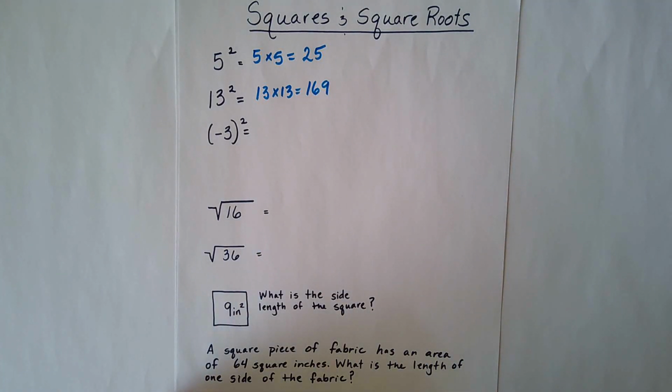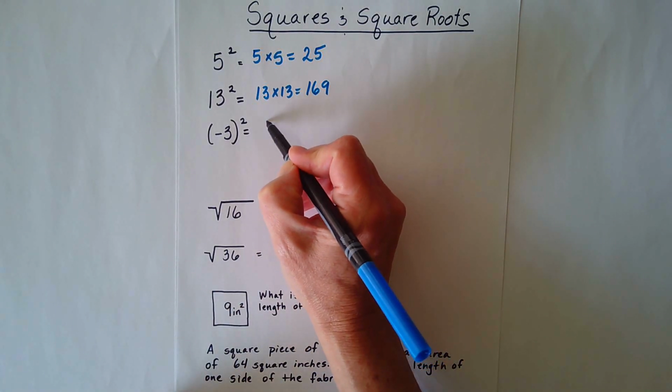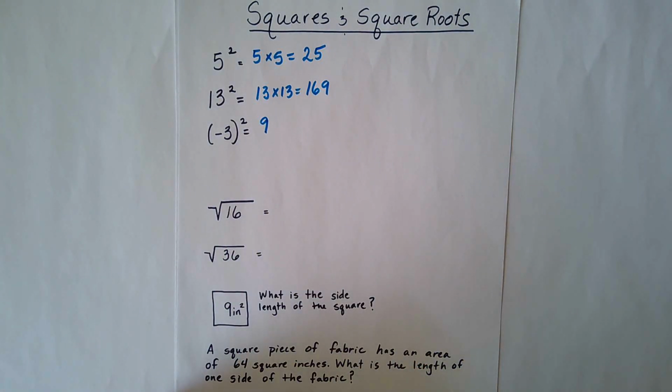What about negative 3 squared? What happens when we multiply a negative times a negative? What would that value be? Did you say 9? Because negative 3 times negative 3 would equal 9.